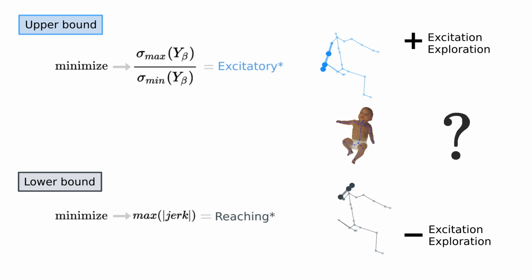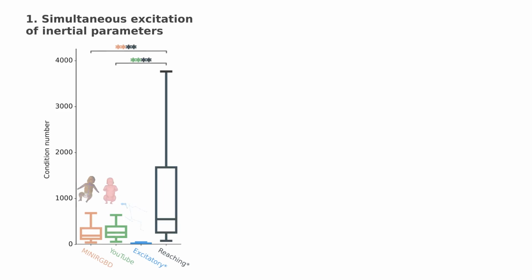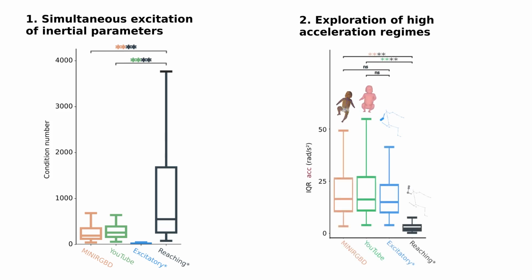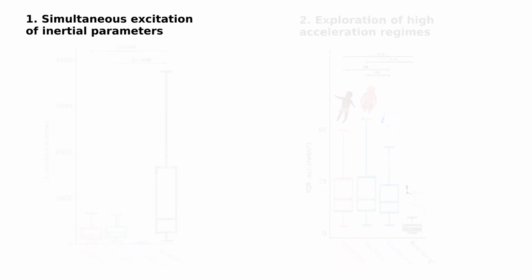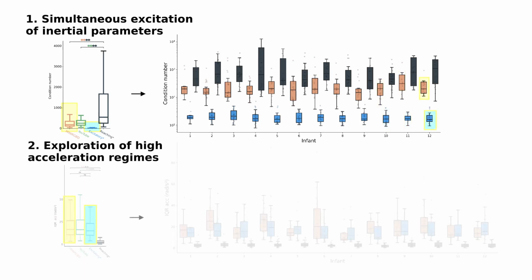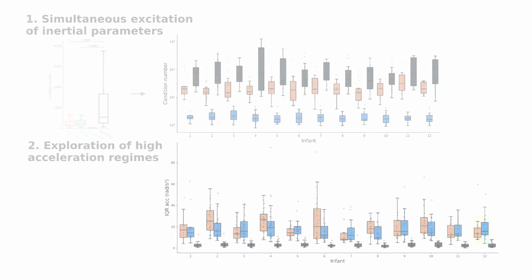We identified two prominent dynamic features that clearly distinguish infant spontaneous arm movements from reaching-like motions. First, stable simultaneous excitation of all inertial parameters. Second, salient exploration of high acceleration regimes. By comparing infants' movements to these synthetic baselines, we isolated specific dynamic features emergent across individuals. Notably, these features also emerged in simulated excitatory motions, optimized using a trajectory metric common in robotics.